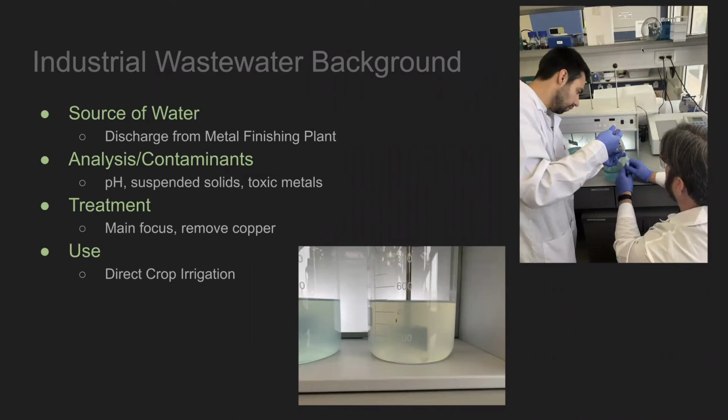So before we can start treating the water, it is important that we have some background information on the quality of the water. It's also beneficial to know the source. In our case, it was from a metal finishing plant that specifically dealt with copper. To get some background information on the quality of the wastewater, we ran a few tests and found things like the wastewater's turbidity, which is basically how clear the water is, its pH level, and if there was a presence of microbes such as bacteria or viruses.